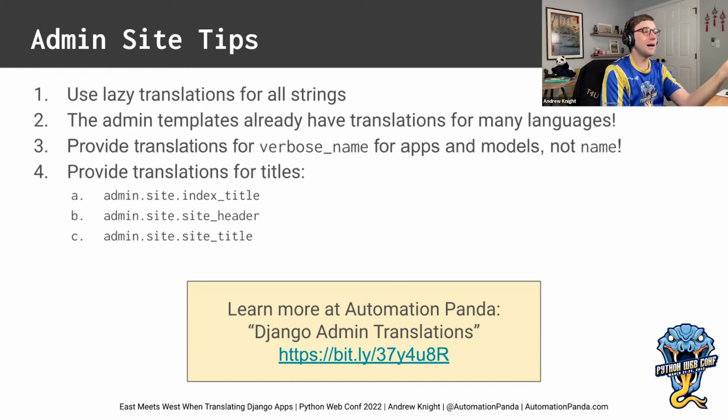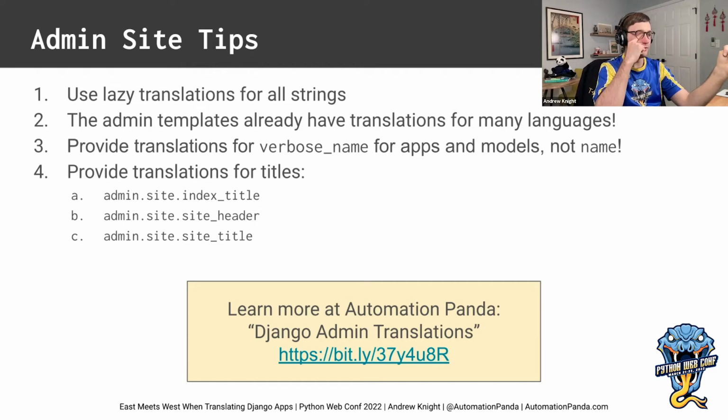When you provide translations for your apps and your models, provide translations for verbose name, not name. I learned this the hard way. I tried to translate name. It didn't appear. What the heck's going on? Translate verbose name, and then it appears.